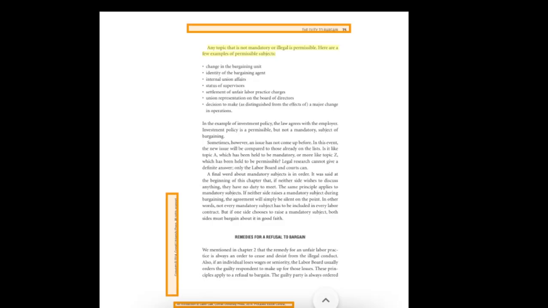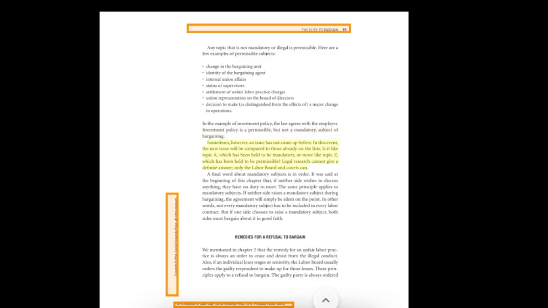Any topic that is not mandatory or illegal is permissible. Here are a few examples of permissible subjects. Change in the bargaining unit, identity of the bargaining agent, internal union affairs, status of supervisors, settlement of unfair labor practice charges, union representation on the board of directors, decision to make, as distinguished from the effects of, a major change in operations. In the example of investment policy, the law agrees with the employer. Investment policy is a permissible, but not a mandatory, subject of bargaining.